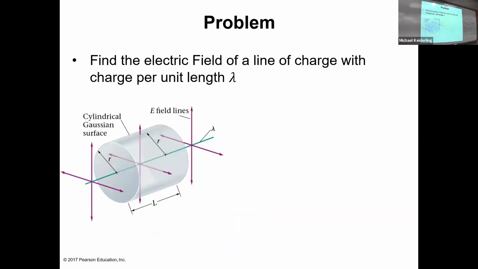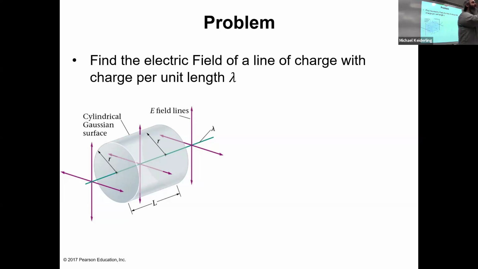And here we have a similar problem where we're finding the electric field of a line of charge with a charge per unit length of lambda. Here, if you think about the electric field, it has to go out in all directions from that line of charge. And it's going to be perpendicular to the line. Does that make sense? If you have a straight line of charge, the electric field isn't going to be pointing along the line, it's going to be pointing perpendicular.